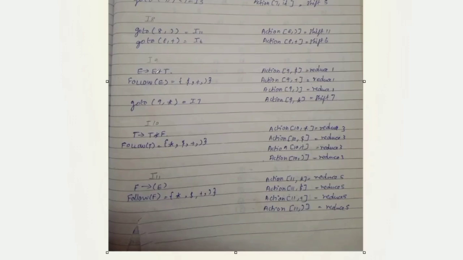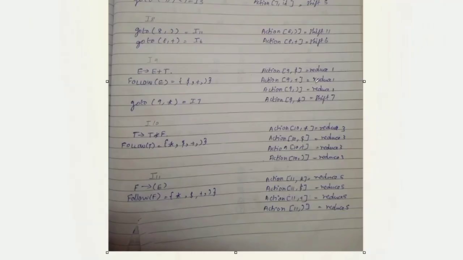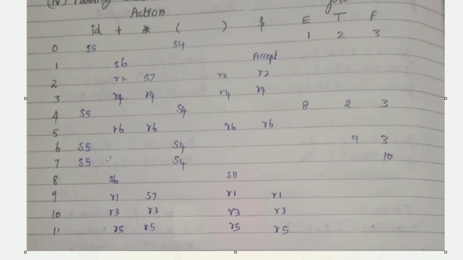The production E tends to E plus T contains equation number 1. Then consider it as reduce 1. Then write table entries: action item number 9 dollar reduce 1, action 9 plus reduce 1, action 9 close bracket reduce 1. In the given parsing table, 9 plus reduce 1, 9 close bracket reduce 1, 9 dollar reduce 1.